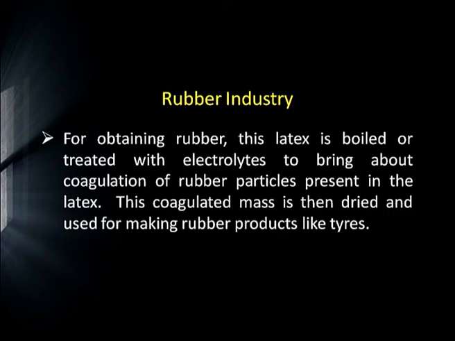For obtaining rubber, this latex is boiled or treated with electrolytes to bring about coagulation of rubber particles present in the latex. The coagulated mass, which is called the coagulum, is then filtered, dried and rolled into sheets. These sheets are then supplied to the rubber industries, where they are processed with a lot of other ingredients like sulfur, etc., carbon black, to form various rubber products. And one main application you can see in making tires.